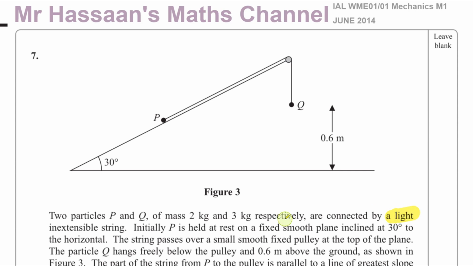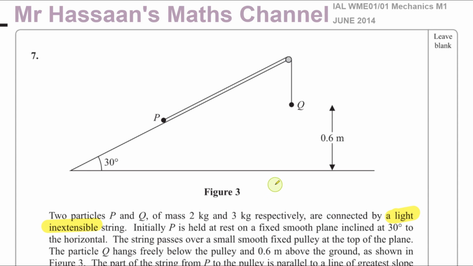The string is light and is inextensible. So light meaning we ignore its mass, no weight to it, and we also consider that the tension throughout the string all the way will be the same. And it's inextensible meaning any particles attached to it will have the same magnitude of acceleration and velocity as long as the string is taut.